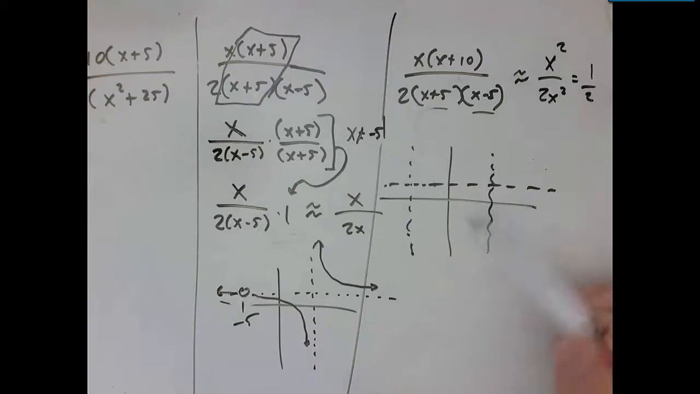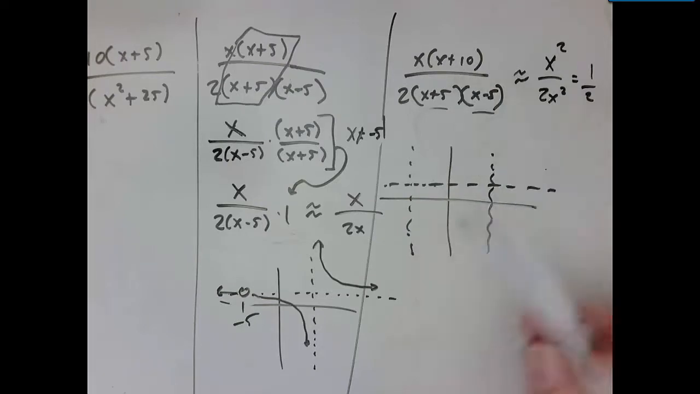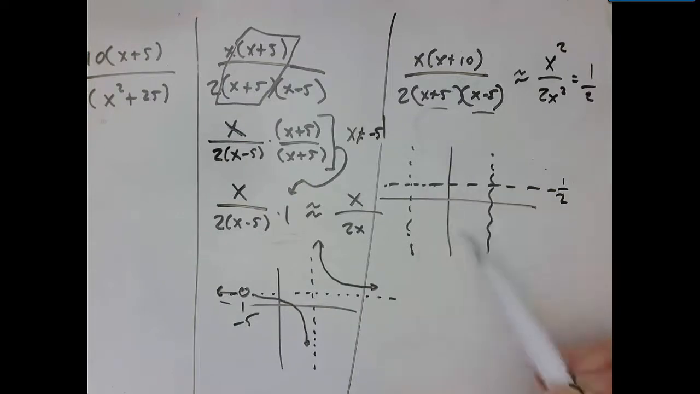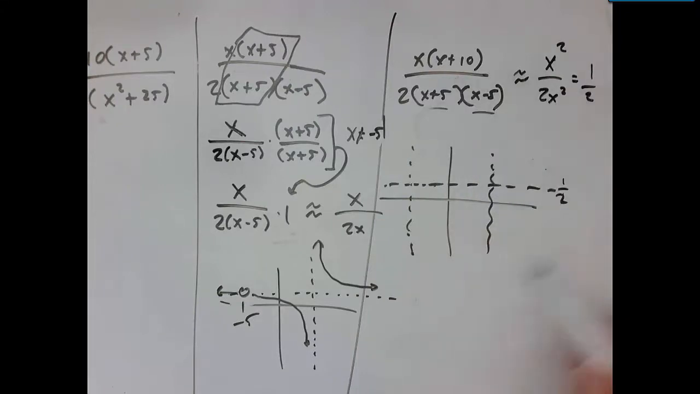So let's just do that real quick. If I plug in 0, what do I get in the numerator? I don't even need to know what number it is. I just need to know, is it above or below 1/2? Because that forces the curve to either be this way or that way. So if I plug in 0 in the numerator, so at x equals 0, the numerator is going to be 10. The denominator is going to be 2 times 5 times -5. So overall, this is a negative number.